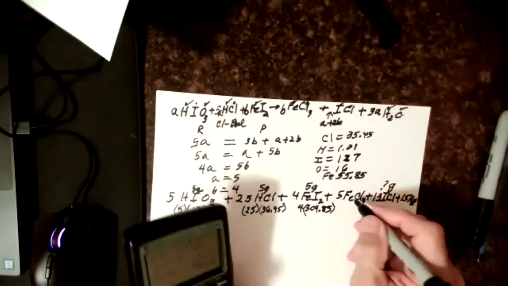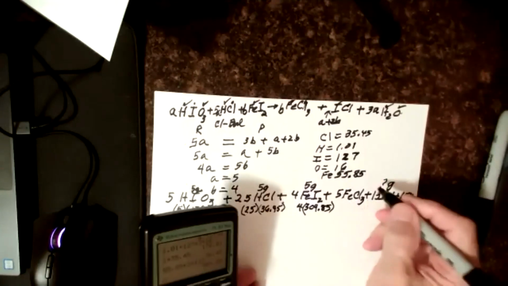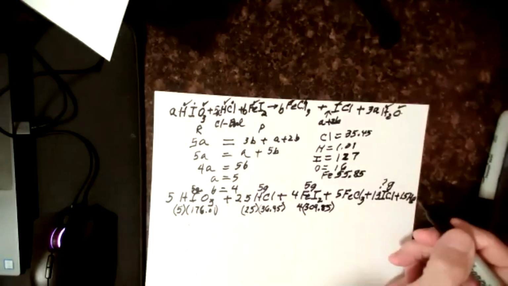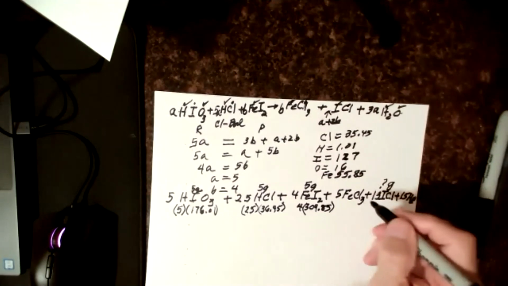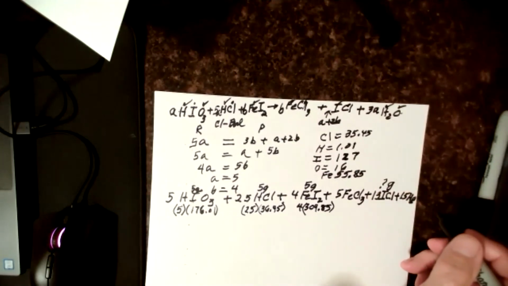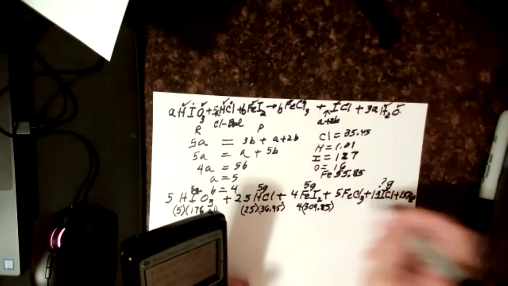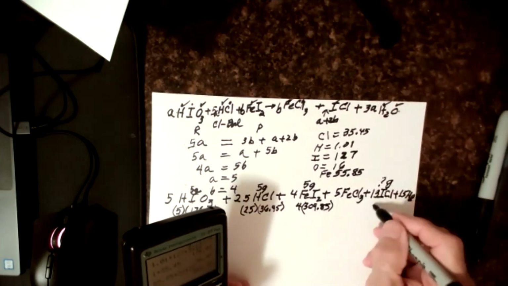The iron 3 chloride, oh no, that's a product. I don't need that. It wasn't in the problem. And water, I can ignore that. I just need the one for the iodine monochloride in grams.